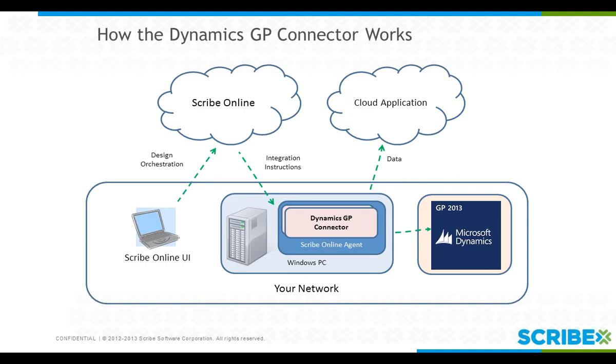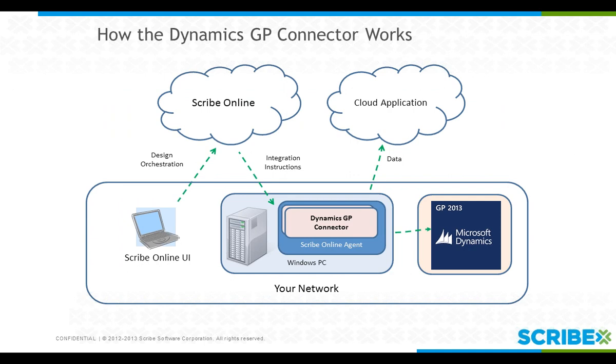Let's now take a look at how the GP connector works. We have this graphic here that I think explains it fairly well: Scribe Online lives in the cloud, which you're probably familiar with, and we can also connect to any cloud application. When you're integrating using Scribe Online, the UI is via a standard web browser, as you see down there at the bottom left. Whether it's Chrome, IE, just an internet connection, you can reach out into Scribe Online and begin to develop the orchestrations of those solutions, the integrations for the use case.